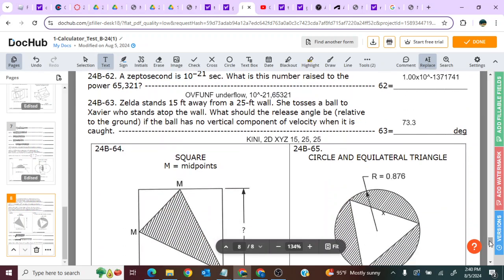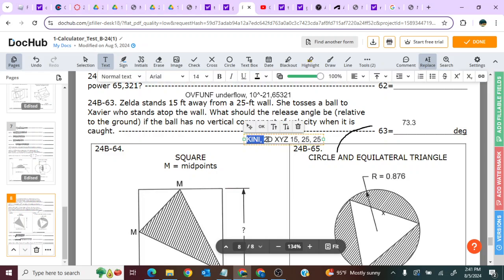And then 63. Zelda stands 15 feet away from a 25-foot wall. She tosses a ball to Xavier, who stands on top of the wall. What should the release angle be relative to the ground if the ball has no vertical component of velocity when it is caught? Well, if it has no vertical velocity, that means when it's caught, it has already reached its max height. So we have a kinematics program for this.